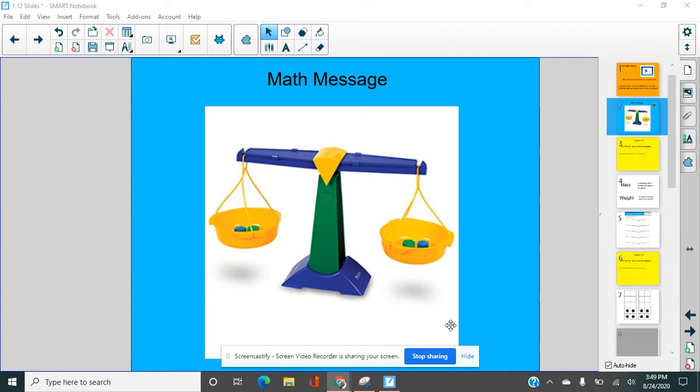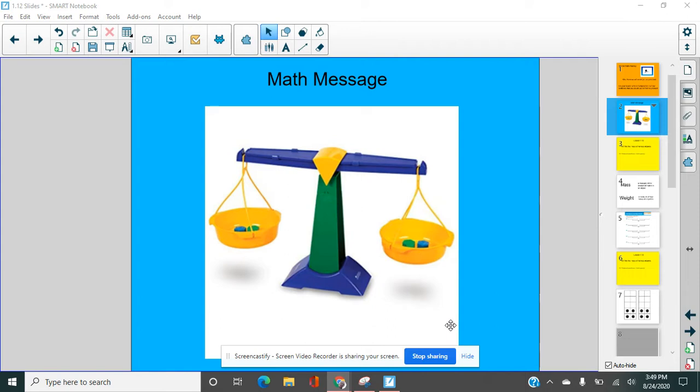You see on the screen. This is called a pan balance, and pan balances can look a little bit different. This is one example. And I would like for you to guess, what do you think we are going to do with this pan balance? What do you think? All right, well, let's find out.